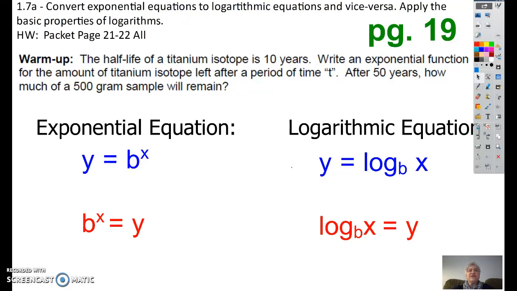Hi, today is our first lesson on logarithms, specifically converting exponential equations to logarithmic equations and vice versa. We're applying what we know about the basic properties of logs. We're working on pages 19 and 20 in our math packet, and tonight's homework is pages 21 and 22.